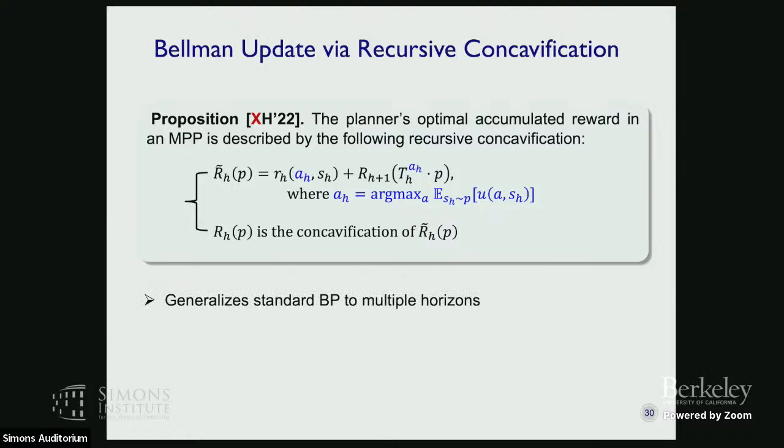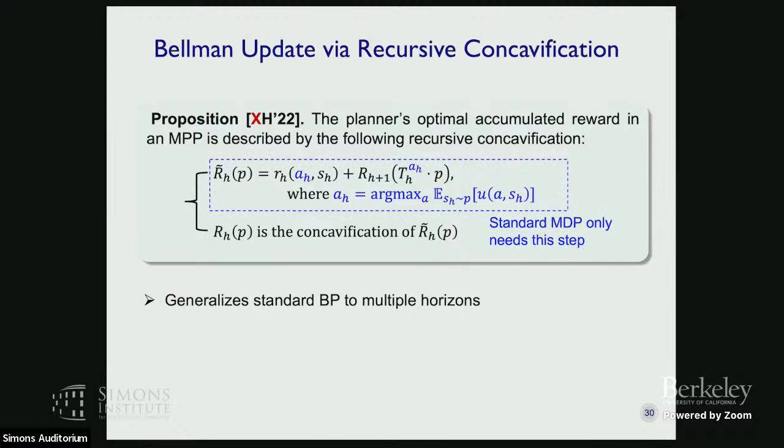This generalizes the standard Bayesian persuasion problem to multiple horizons. In a standard MPP, when you only have a single agent making decisions, the Bellman equation only has the first step. And more, the agent will optimize this utility, not just the myopic one. So that is the MPP. But in this MPP, you would need two steps because you have two agents. Each agent is going to need to make a decision during this update. Is this clear?